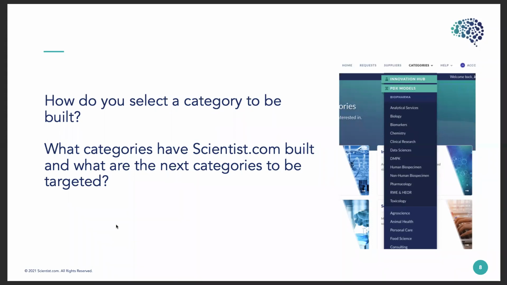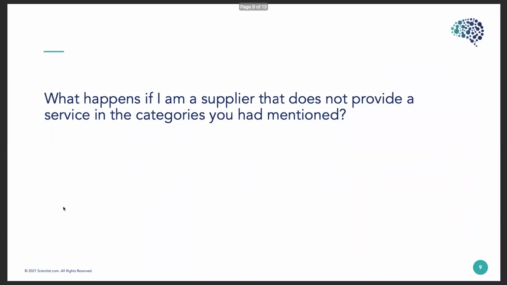And that's not where we end. So this year we've got another batch of categories that we're looking to build in the GLP IND enabling space. We have a consultancy solution that will be launched this year. We're looking to build out support around comparators. And then we've started the early work with regards to moving into the clinical space as well. Great, that is quite a few. But what happens if I'm a supplier that does not provide a service in the categories you've mentioned?